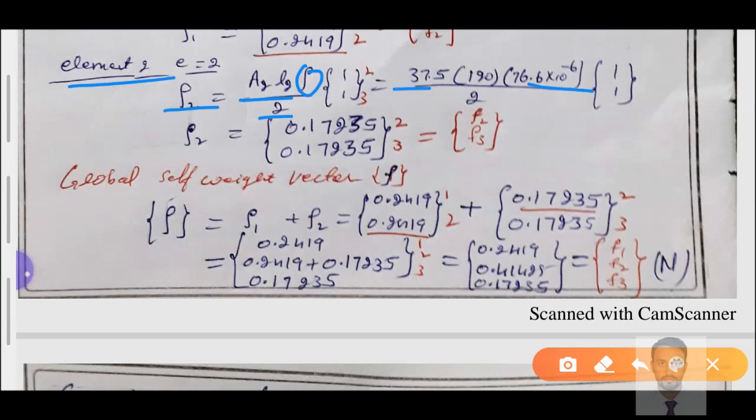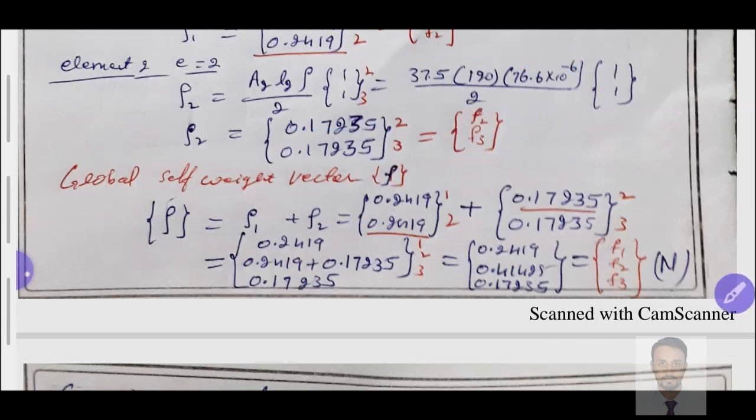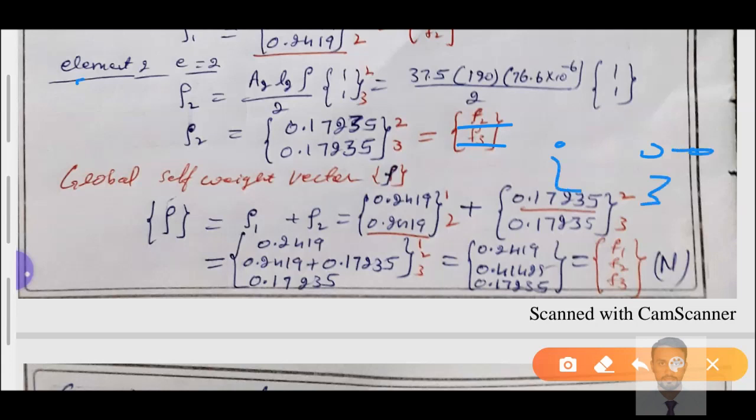So 37.5, 120 divided by 2, 76.6 into 10 to the power of minus 6, [1 1]. Only this value has changed now. So after calculating, this value is equal to 0.172355. When I multiply this inside this matrix, it yields a vector for force 2 and force 3. Why? Element 2 starts from node number 2 and ends at node number 3, right? So we'll say the self weight force at node number 2 is F2, at node number 3 is F3. We have two forces here, we can see.